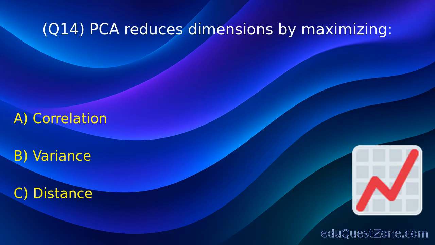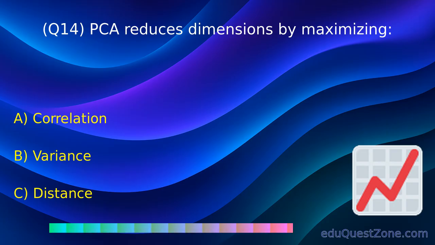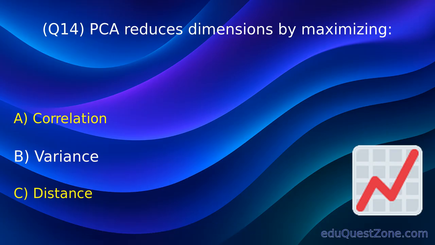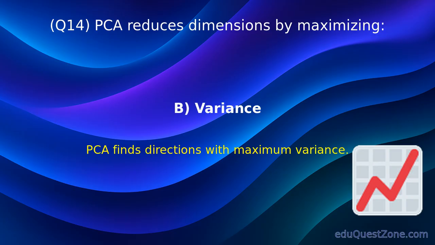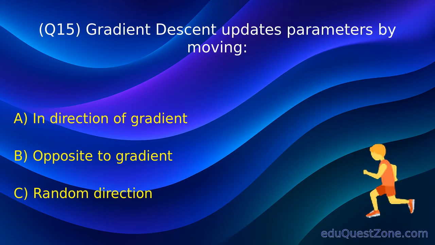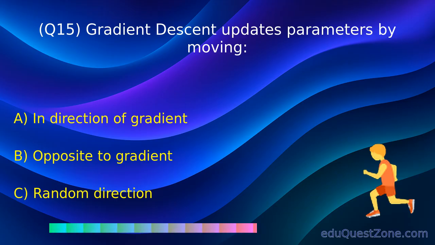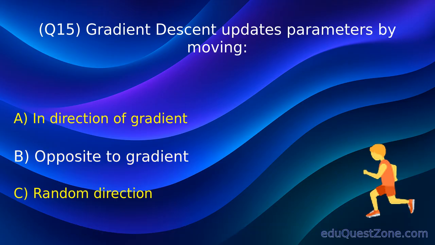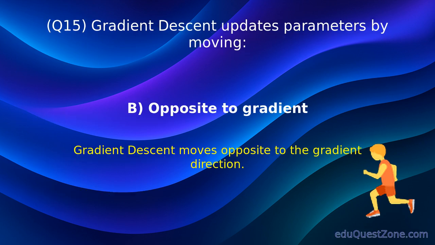Question 14. PCA reduces dimensions by maximizing what? Option B. Variance. PCA maximizes variance. Question 15. Gradient descent updates parameters by moving in which direction? Option B. Opposite to gradient. Gradient descent moves opposite to the gradient direction.